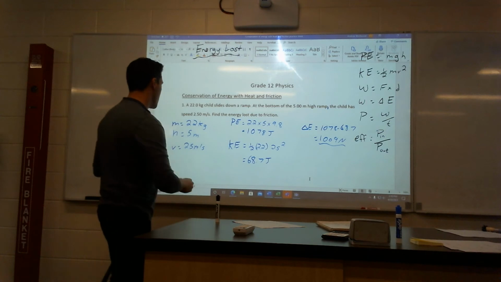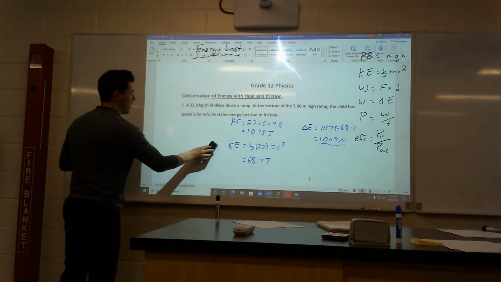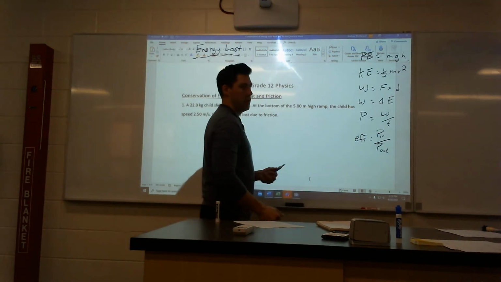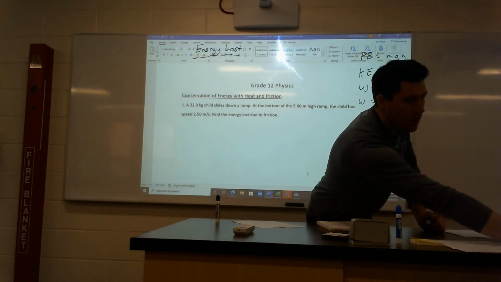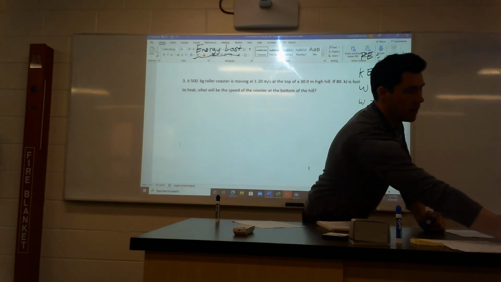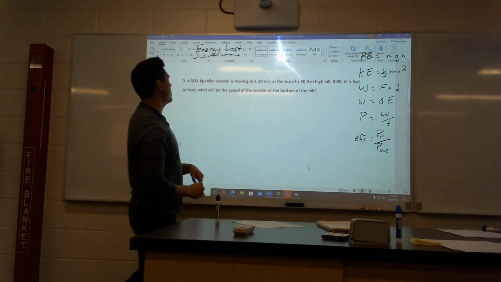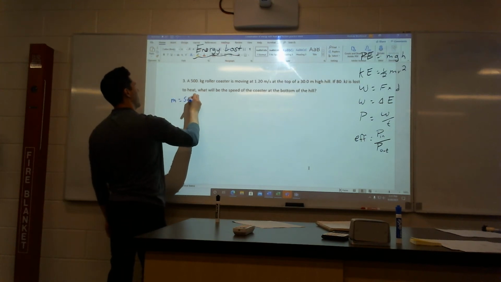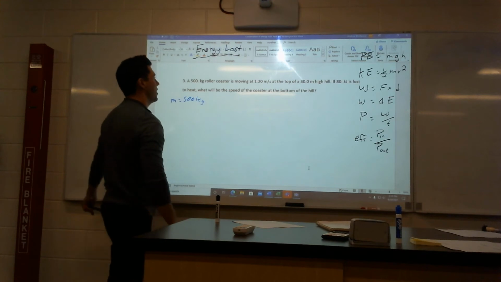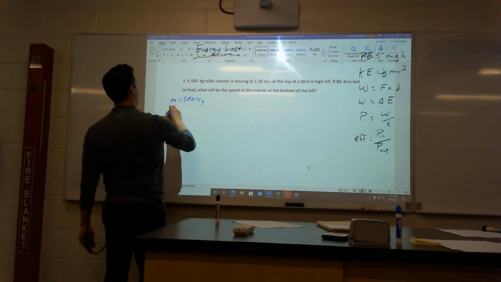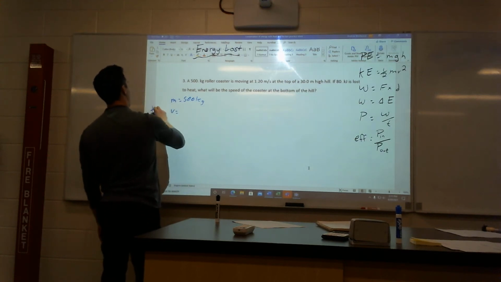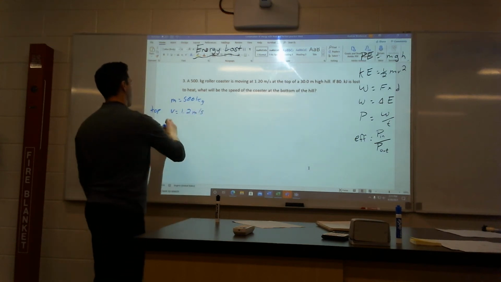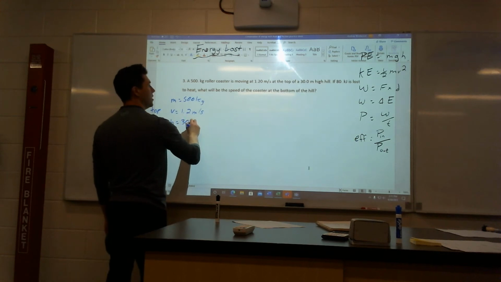Okay, let's go to question 3, where I have another kind of lost energy part that I can talk about. There's one sneaky little part in there. I shouldn't call it sneaky, but let's talk about it. Question 3, a roller coaster, 500 kilogram roller coaster. So mass equals 500 kilograms. Is moving at 1.2 meters per second at the top. So I have velocity at the top. This is the top, 1.2 meters per second. Okay? The height is 30 meters.